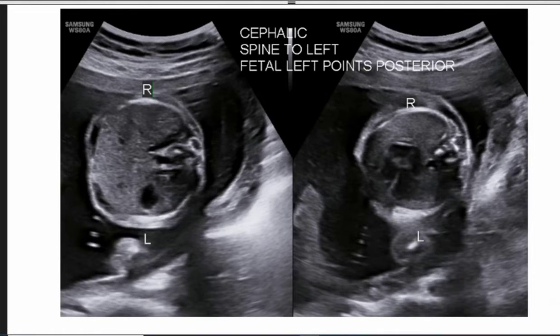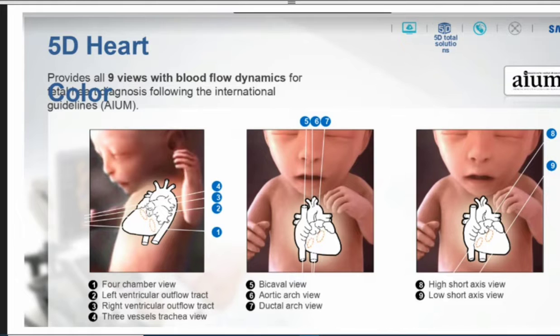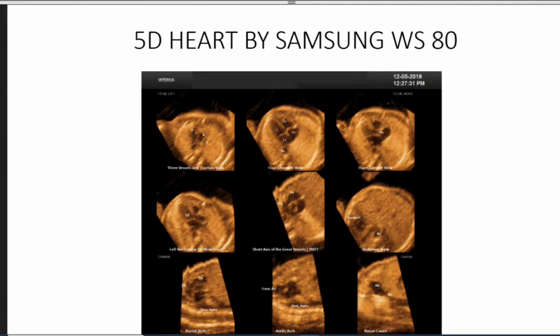So we have 8 positions of the fetus, among which 4 positions are favorable to do fetal echo. So wait for these 4 positions. Samsung has 5D cardiac technology, where when the apex points anteriorly, with one single sweep of the heart and a few seconds of post-processing, you will get all the axial and sagittal views of the heart within 1 minute. This is called 5D of the heart.